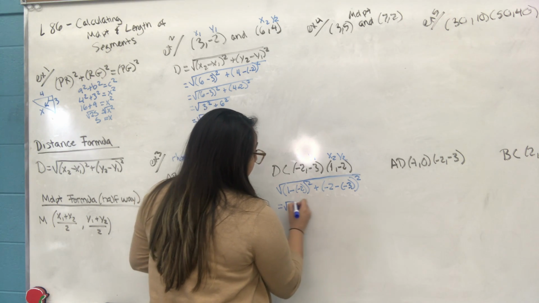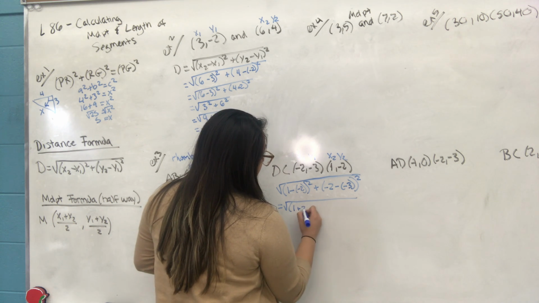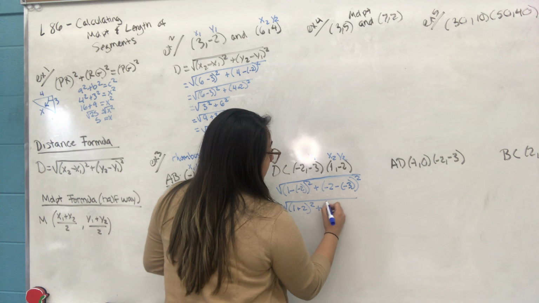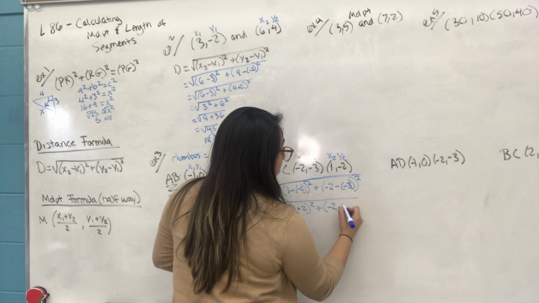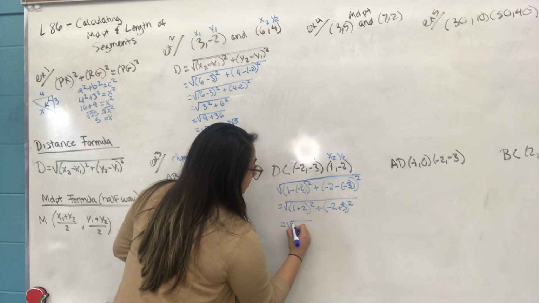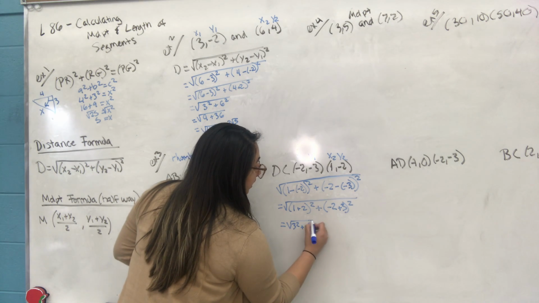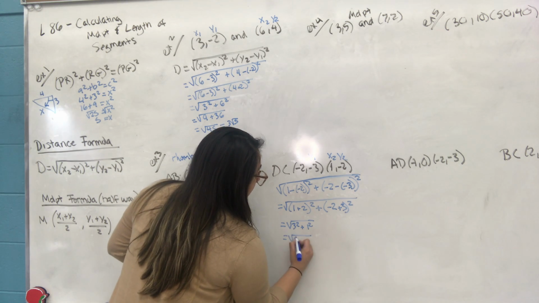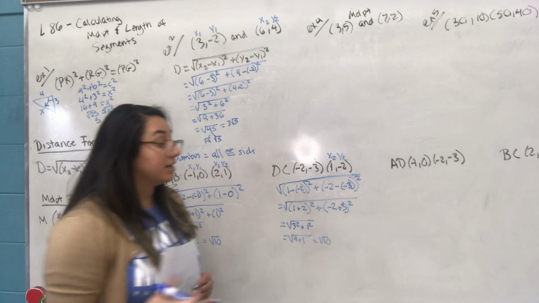Now, if you keep on simplifying it, you get 1 plus 2 squared plus negative 2 minus negative 3. It's going to be negative 2 plus 3 squared. Keep on simplifying. I get 3 squared plus 1 squared. That equals 9 plus 1, which equals 10. So 2 out of 4 sides are congruent.